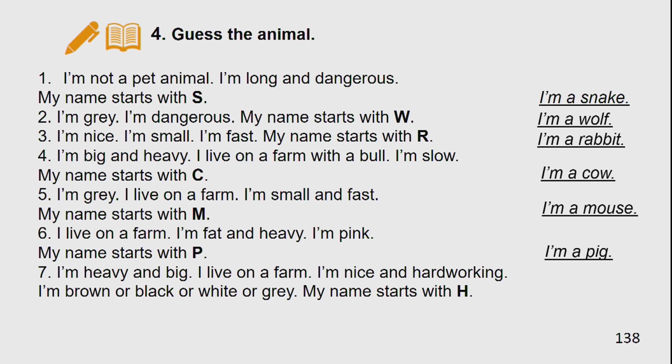And number 7. I'm heavy and big. I live on a farm. I'm nice and hardworking. I'm brown or black or white or gray. My name starts with H. I'm a horse. Do you have the same answers now? That's great.